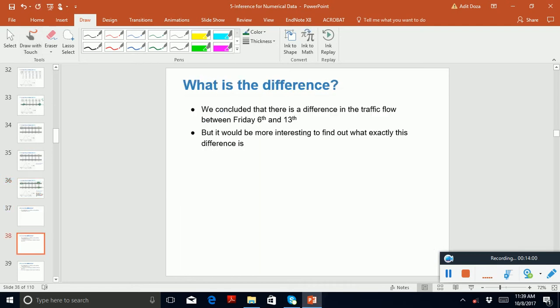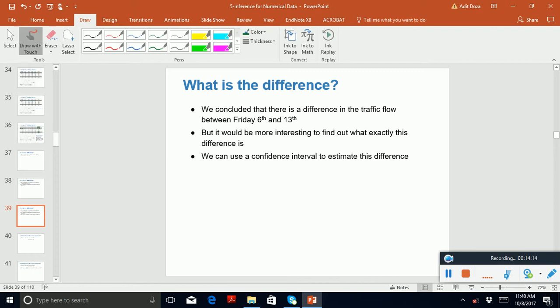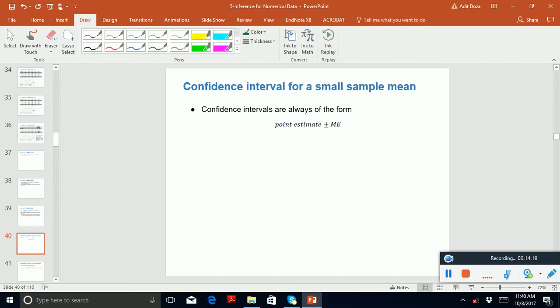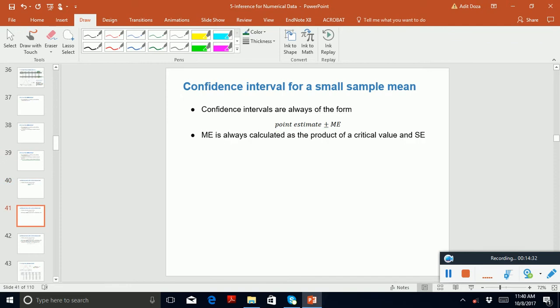We did find a difference between Friday the 6th and the 13th, but it would be interesting to find what exactly this difference is. Similarly, we can use a confidence interval to estimate this difference. The formula for a confidence interval for a small sample mean is the point estimate plus or minus ME, and ME is always calculated as the product of the critical value and the standard error.